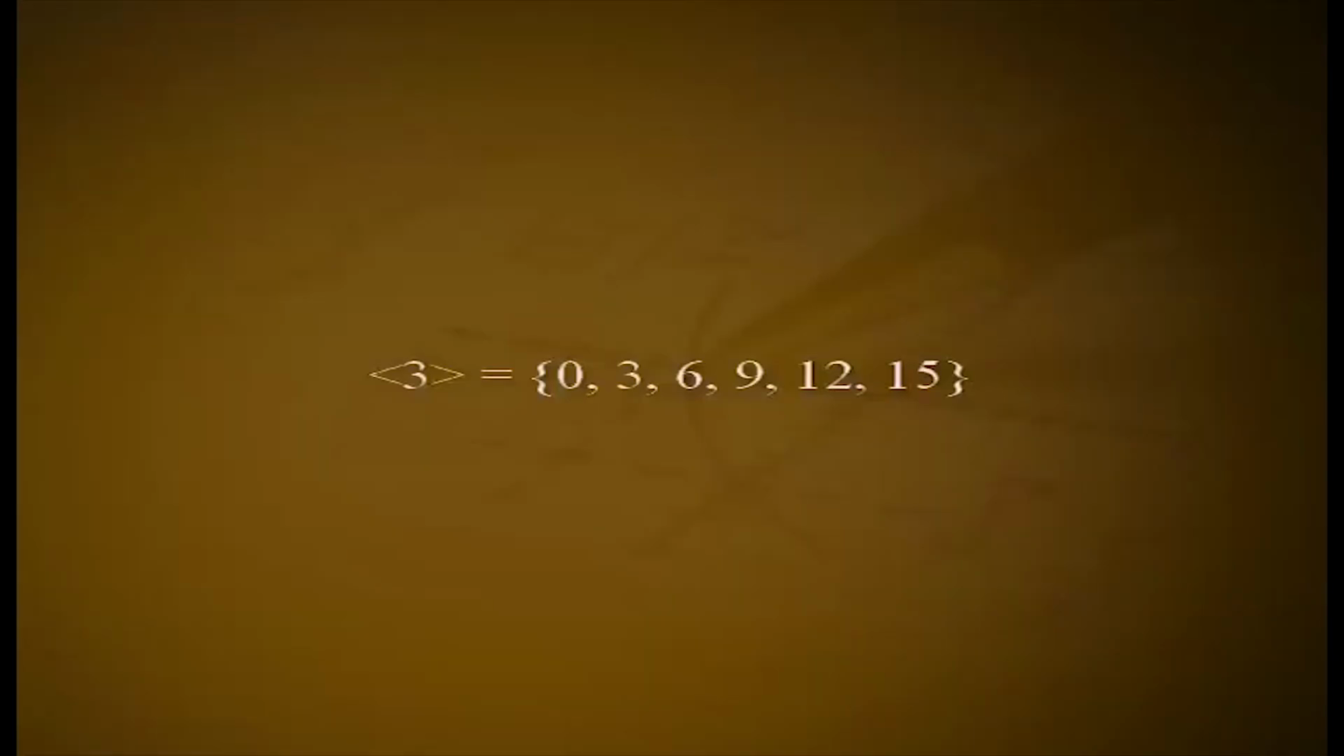Now, the subgroup generated by 3 is equal to the set consisting of 0, 3, 6, 9, 12, 15, a subgroup of order 6, and since 15 is equal to 5 into 3 and GCD of 6 and 5 is equal to 1, 15 also generates the subgroup generated by 3. It remains to consider 9, and we can see that it generates the subgroup generated by 9 is equal to the set consisting of 0, 9.